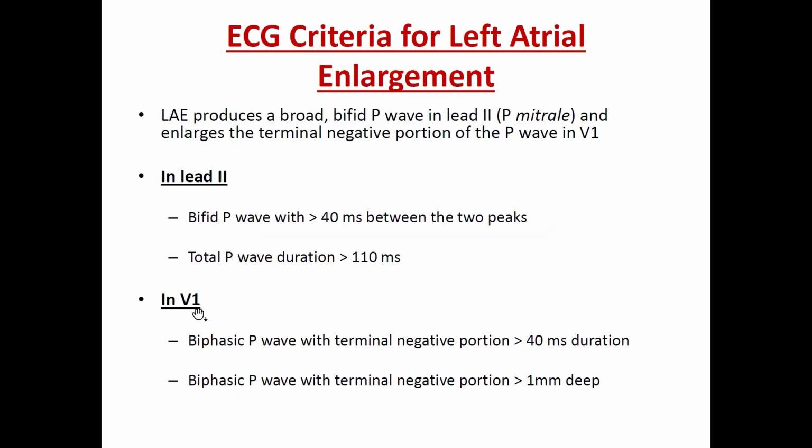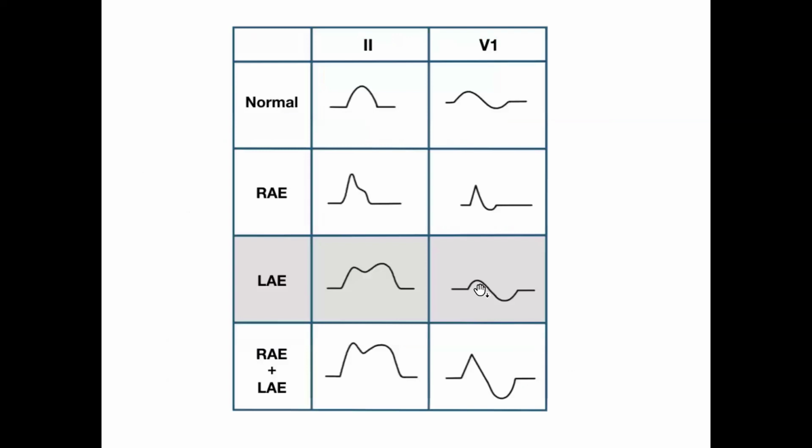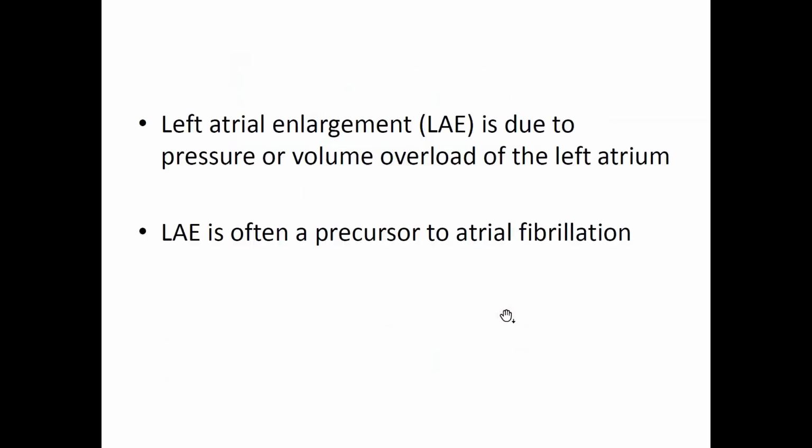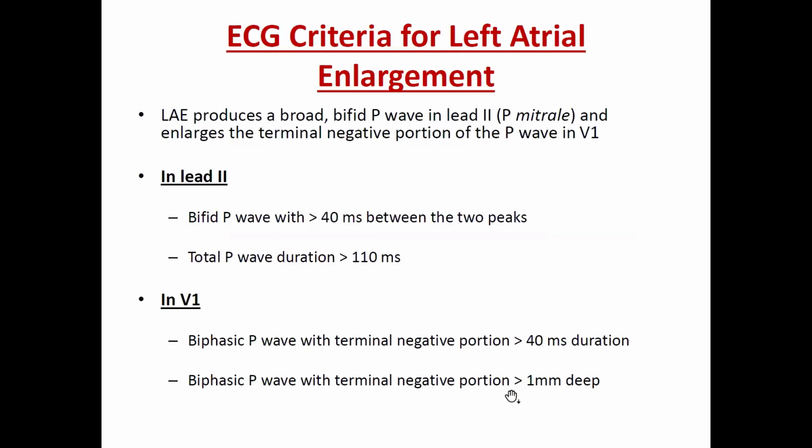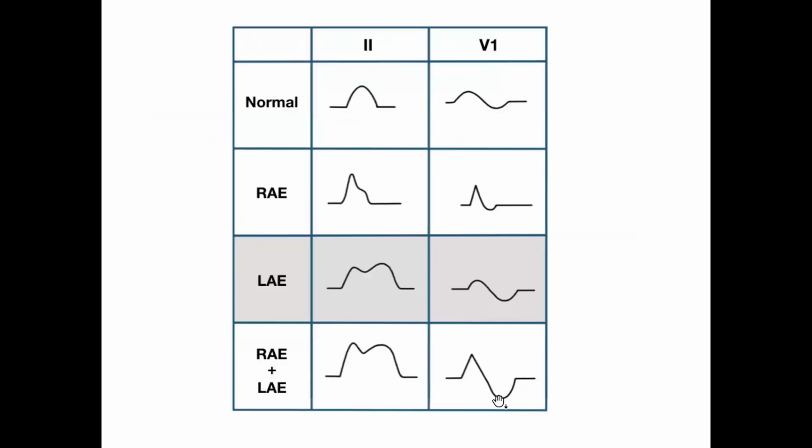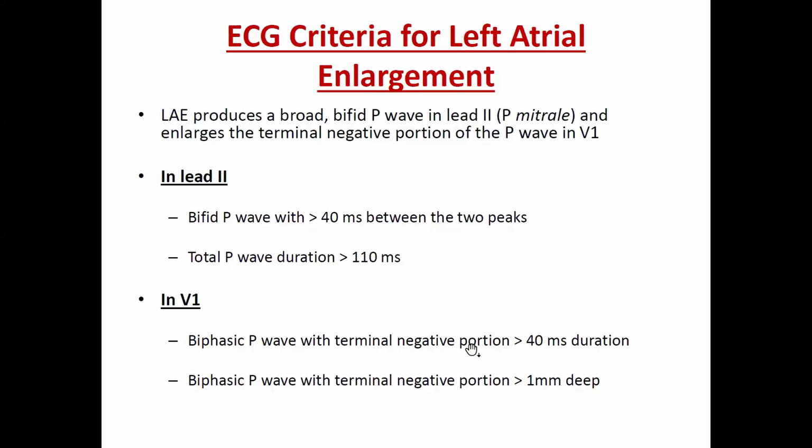If you are considering lead V1, as I have already said, there is a biphasic P wave with a terminal negative portion of more than 40 milliseconds duration, that is more than one small square. Also, if the negative terminal portion is more than 1 mm deep, that is more than one small square deep, then it is called left atrial enlargement.